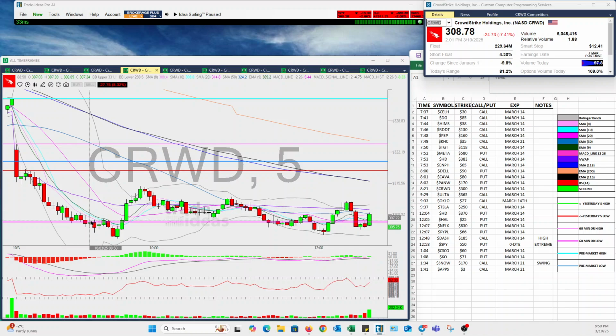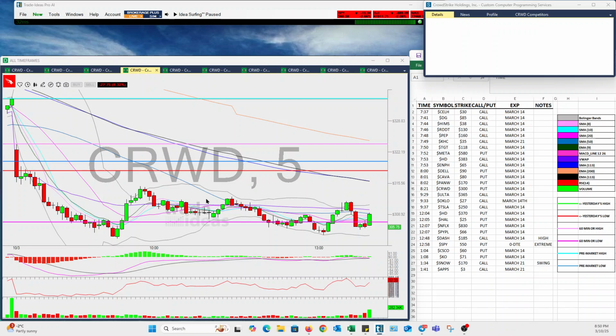We've already missed a large part of the drop. So if you got in here, it was a little more risky, and then of course the reversal happened there. So that really wasn't an ideal entry point. You could have tried for a call here on the reversal, and that would have probably given you a better trade at that point. And then again, this was setting up for a put as well. So that was CrowdStrike.